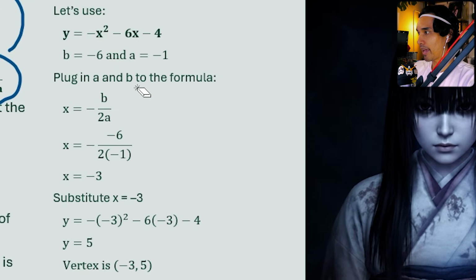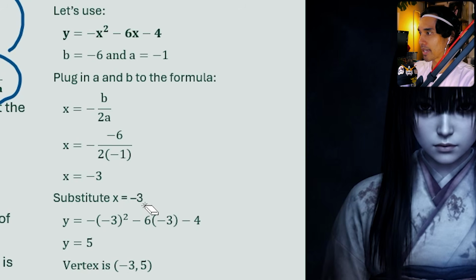So we plug in a and b to the formula. We start with x equals -b over 2a. We get x is equal to -6 over 2 times -1. And then what is negative times a negative? Let's just put these together. We get +6 divided by, and what's 2 times -1? That is -2. So +6 divided by -2 equals -3.